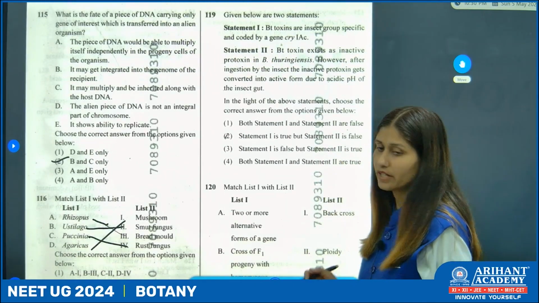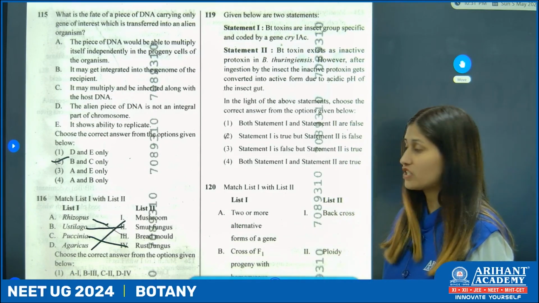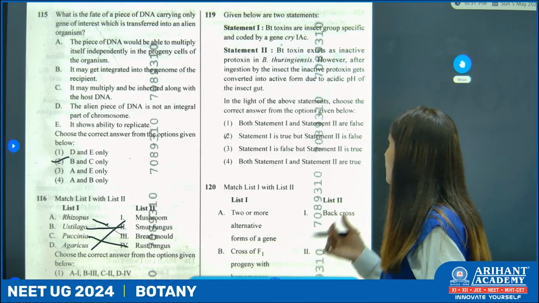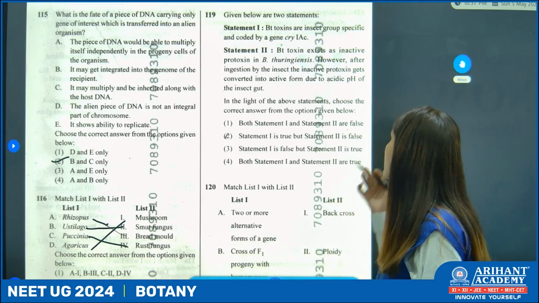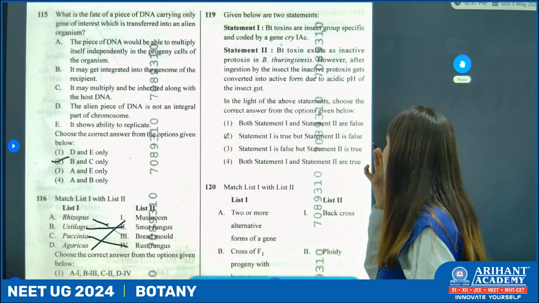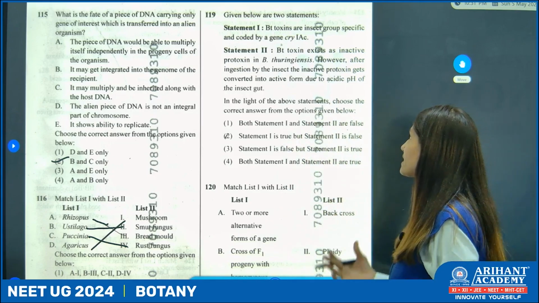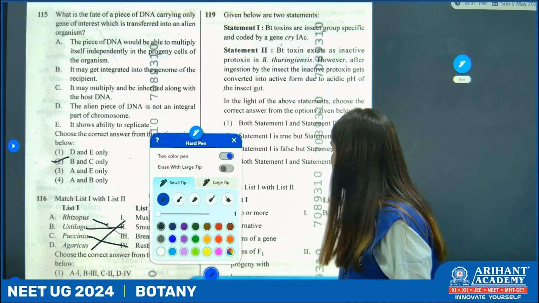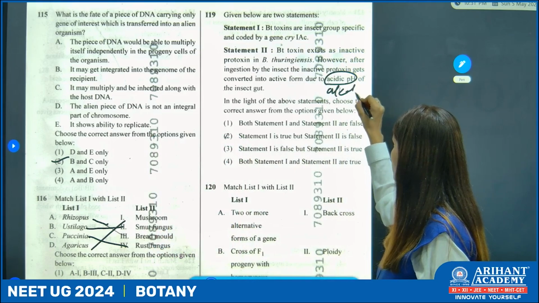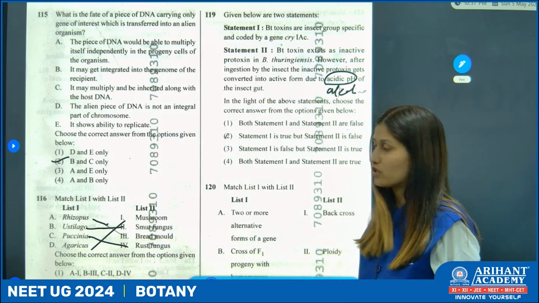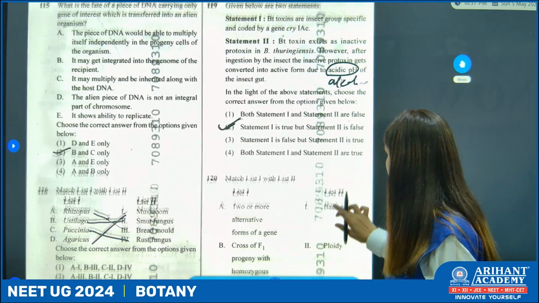Okay, given below are two statements. Statement 1, Bt toxins are insect group specific and coded by gene Cry1Ac. True statement, of course, correct statement. Bt toxin exists in inactive prototoxin form in Bacillus thuringiensis. However, after ingestion by insect, the inactive prototoxin gets converted into active form due to what? Is it due to acidic condition? No, it is due to alkaline condition. So this statement becomes incorrect. So answer would be option number 2. Okay, let's see the next question.